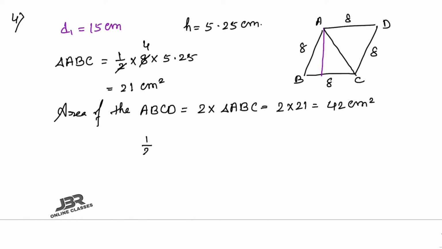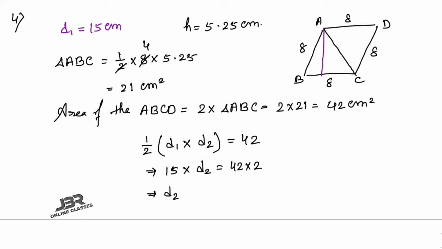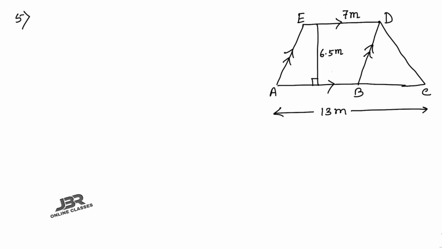So according to the formula, the area of the rhombus is half into d1 into d2. That means the product of two diagonals, and that is equal to 42. So if one is 15, then the second one will be 42 into 2. So d2 equals 42 into 2 by 15. So 42 into 2 is 84, 84 by 15 is 5.6. That is your answer. Now next one, sum number 5.